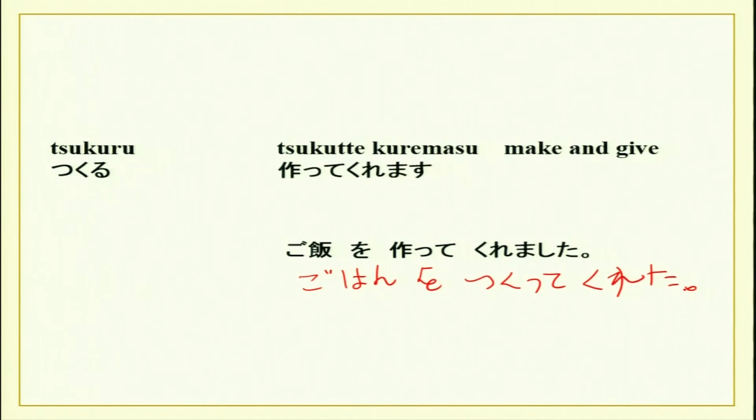So, basically it means "made and gave gohan to me." Someone does something for me, a favor done to me. In the te kuremasu form, the subject is the benefactor, as you can see from the example.